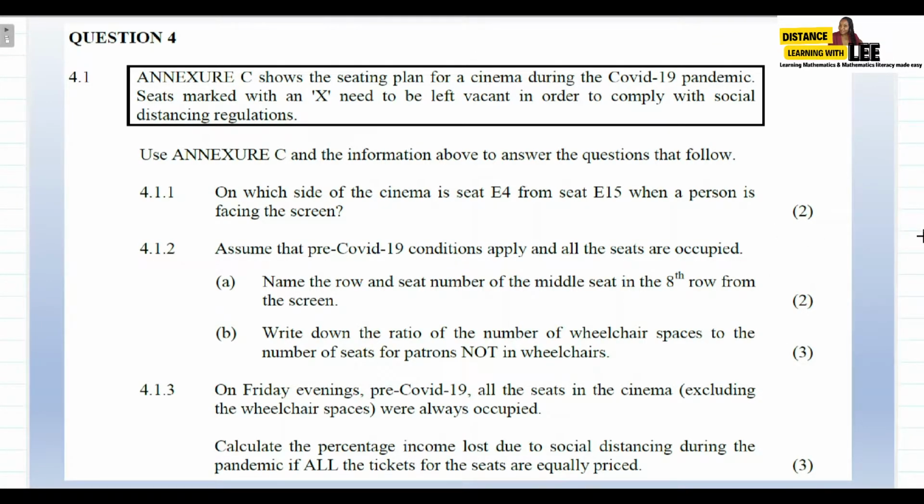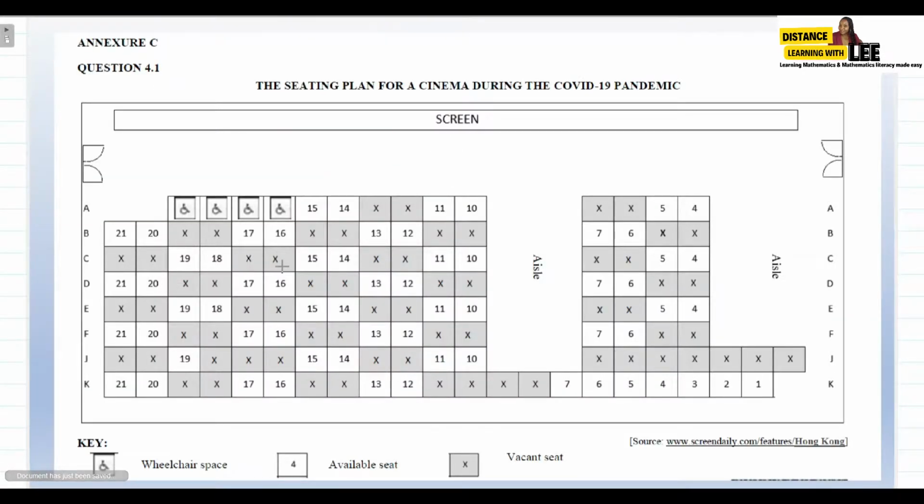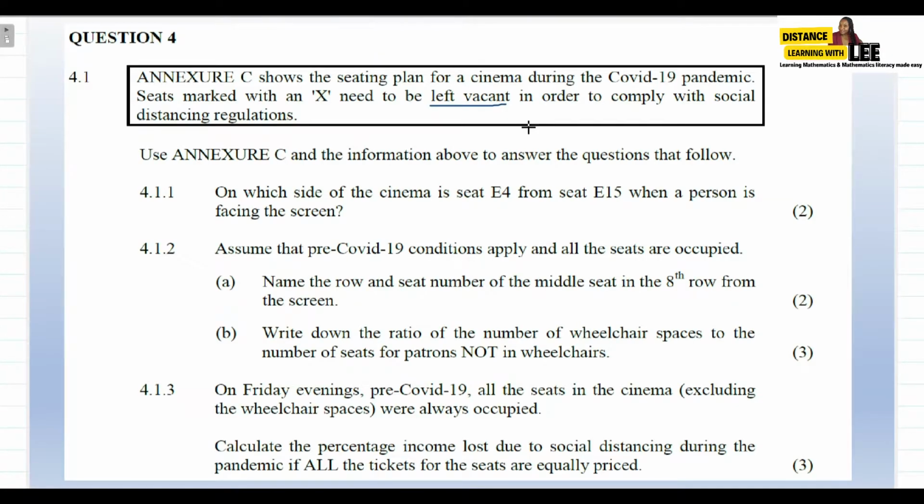It says that Annexure C shows the seating plan for a cinema during the COVID-19 pandemic. It says that seats marked with an X need to be left vacant in order to comply with the social distancing regulations. I already explained what the word vacant means. It basically means that the seats that are marked with an X need to be left unoccupied. So people shouldn't sit on those seats, in order to comply with the social distancing regulations.